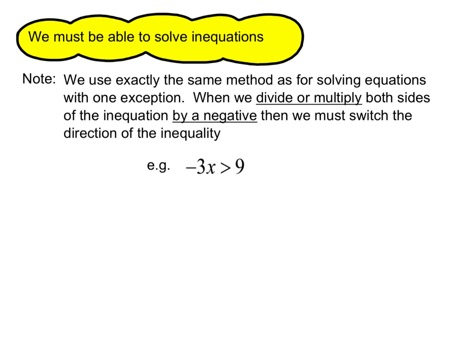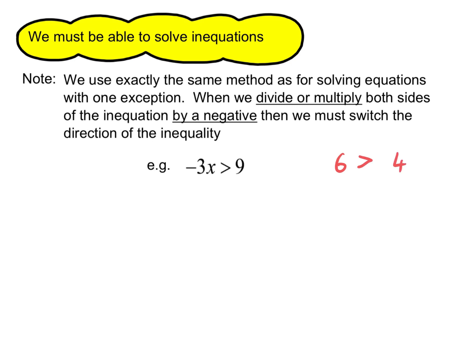There is one difference when we're dealing with inequations, and that is if at any stage I divide through or multiply through by a negative, then I must switch the direction of the inequality, and this is the symbol we're talking about. Just to illustrate that before we go on, think about an inequality we know to be true. So I know that the number 6 is greater than the number 4.